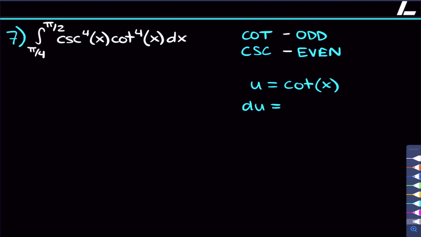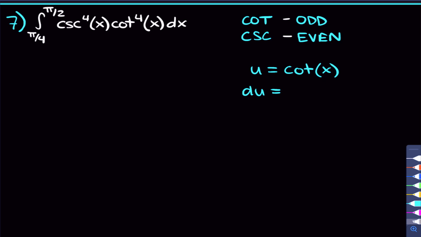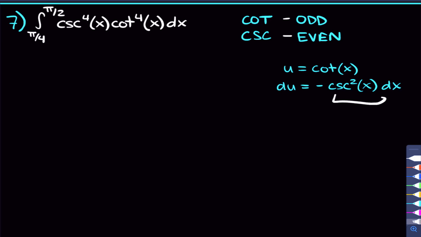So yeah, the derivative of cotangent, just think about the derivative of tangent. The derivative of tangent is secant squared, so the derivative of cotangent will be cosecant squared, except we know we have to make it negative. And then we're going to have a dx there. So now that we have our du, let's split out a cosecant squared in this integral.